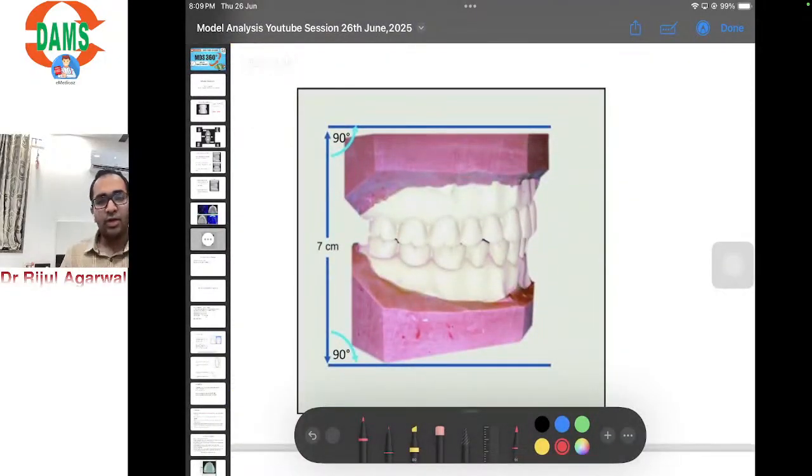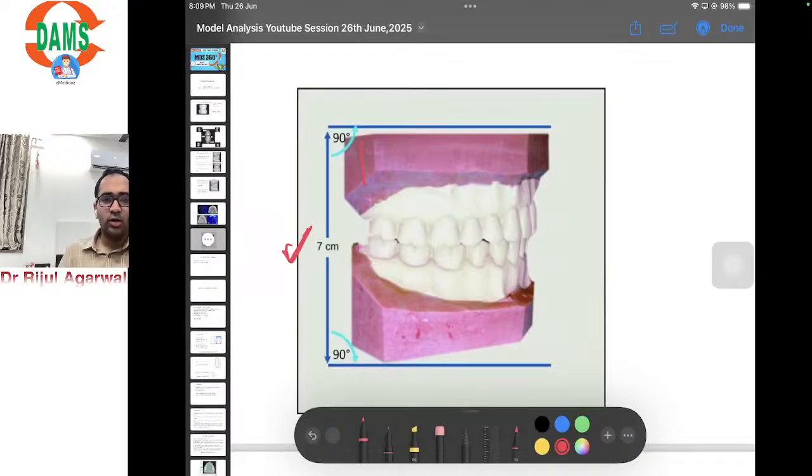So this is the summary: 7 centimeter total height, out of which 13 mm is the height of the artistic portion. Each maxilla and mandible 3.5 to 4 centimeter. Just remember, this was asked in your previous exam as well.